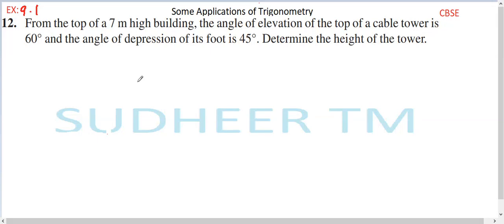Question 12, exercise 9.1. From the top of a 7-meter high building, the angle of elevation of the top of a cable tower is 60 degrees and the angle of depression of its foot is 45 degrees. Determine the height of the tower.